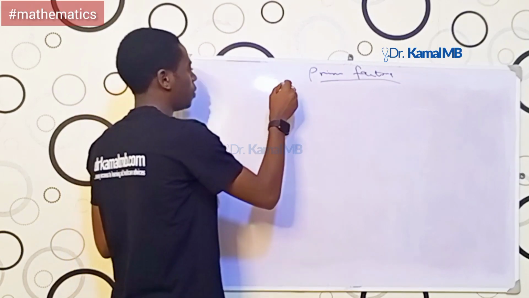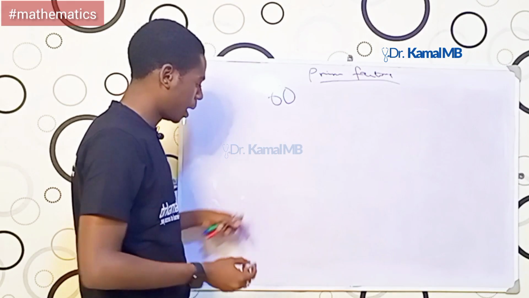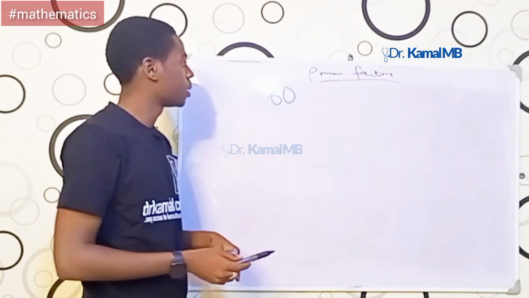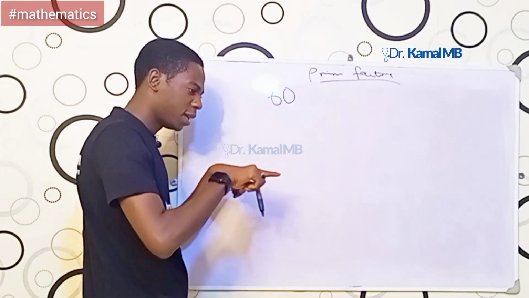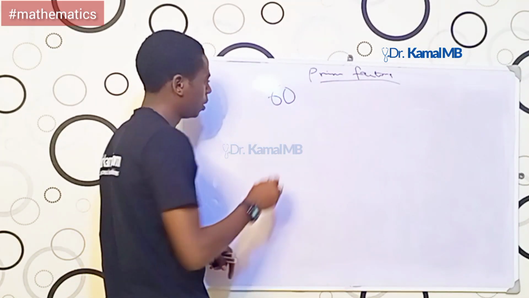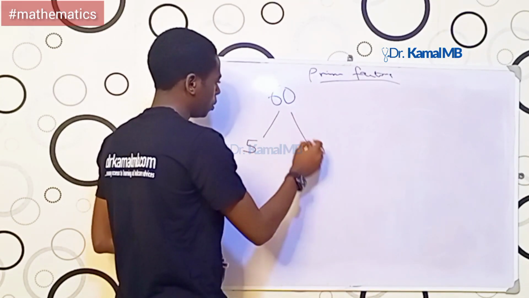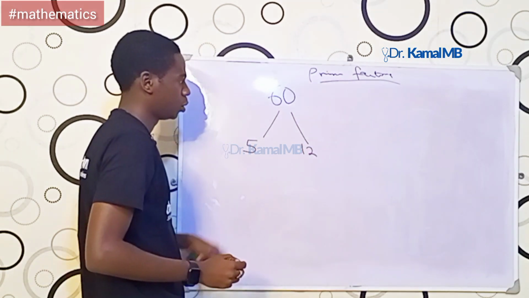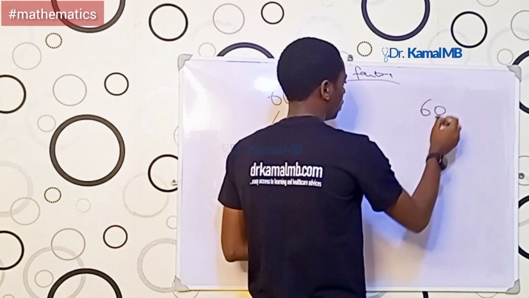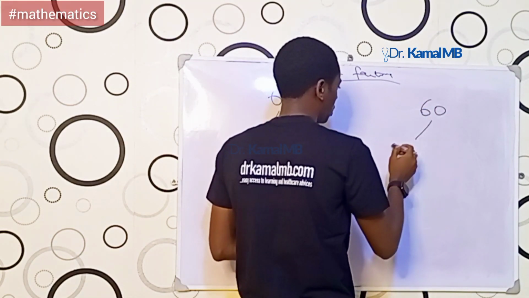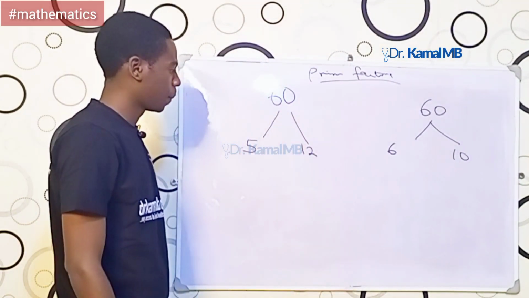Let's assume you have 60 as our positive integer. If you want to find out its prime factors, you have to ask what are the values that, when you multiply them together, you can get exactly 60. You see, we have 5 times 12, which will give you 60, and also 6 times 10 to also give you 60.